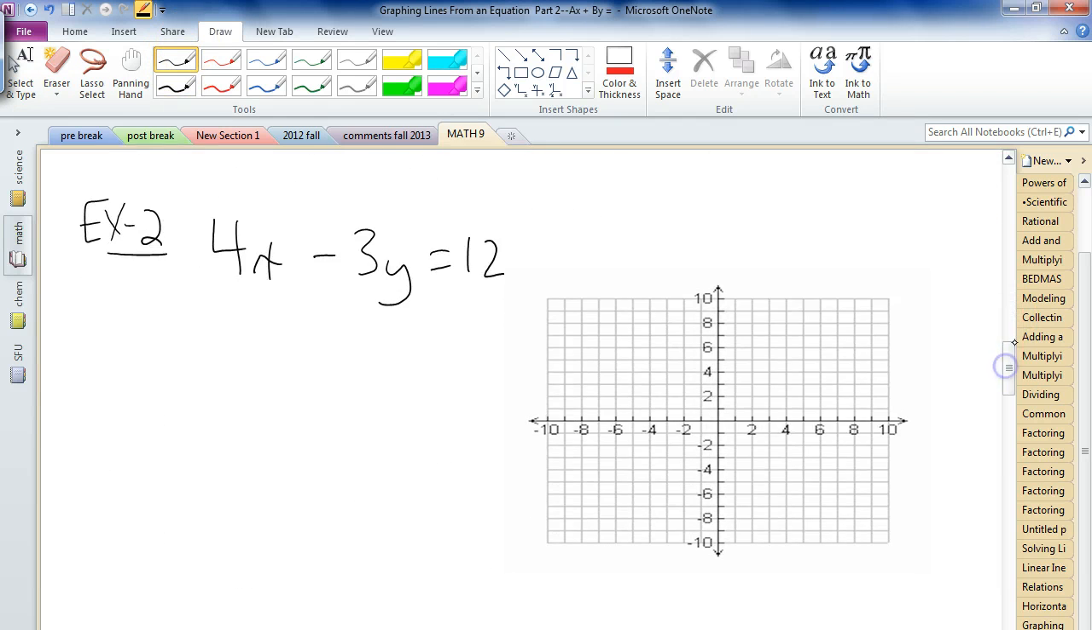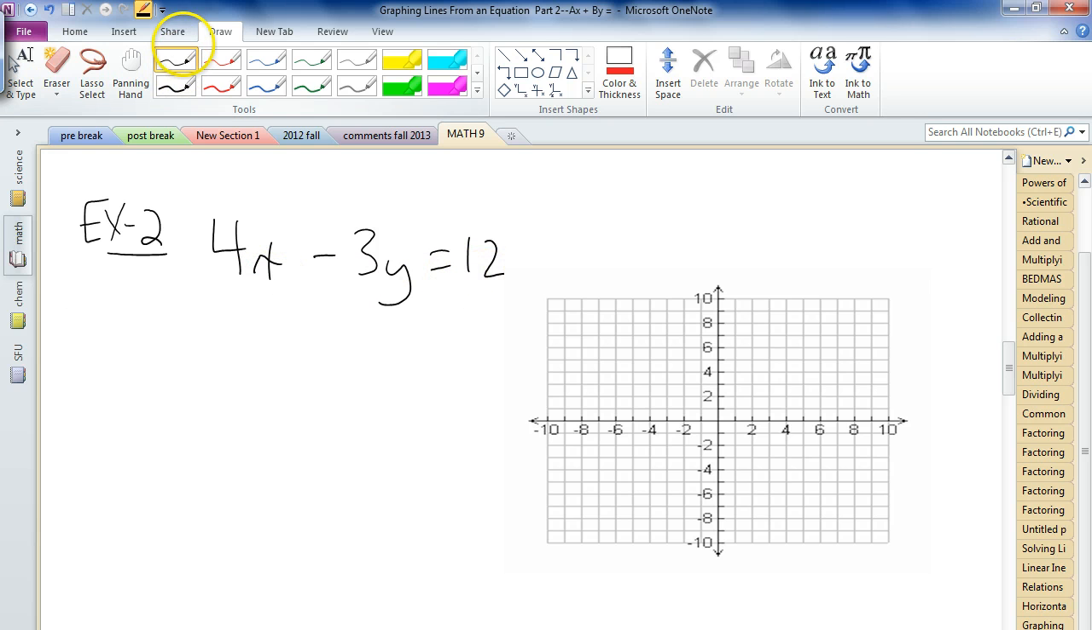So let's try another one of these guys. How about 4x minus 3y equals 12? The y equals mx plus b method you could use for this, and some of you might be able to figure out a way to do it, and good for you. But if you see this with numbers in front of each variable, coefficients in front of each variable, you can use this x-y-intercept method.